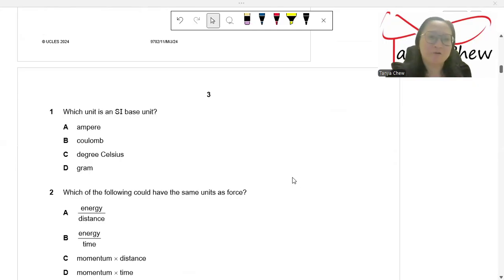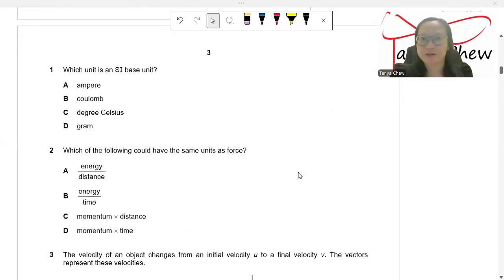Now, question number 1, which unit is an SI base unit? Remember, you are asked to memorize six. There are 7 base units, but you are asked to memorize 6. That's being covered in your syllabus. What are the 6 base units? First one, mole, amount of the substance.